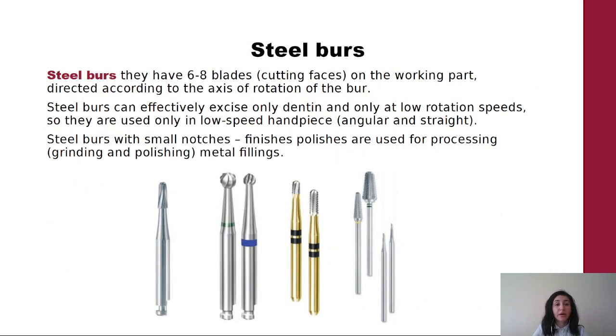Steel burrs have 6 to 8 blades, cutting faces on the working part, directed according to the axis of rotation of the burr. Steel burrs can be used effectively only on dentin and only at low rotation speeds, so they are used only in low-speed handpieces, angular and straight. Steel burrs with small notches, finishing burrs, are used for processing, grinding, and polishing metal fillings.